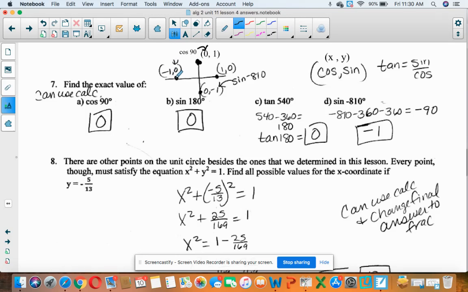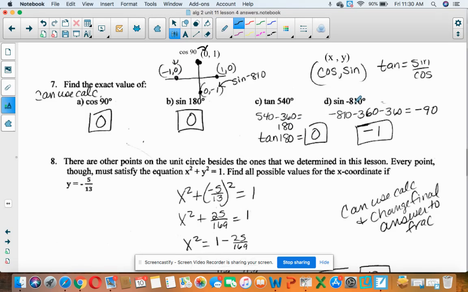Sine of 180, this point is 180 right here. Sine is the y coordinate, so it's 0. Tangent of 540, so I have to do 540 minus 360, which is really just the tangent of 180. Here's 180 right here, and tangent is sine over cosine, and that equals 0 over negative 1, which equals 0.